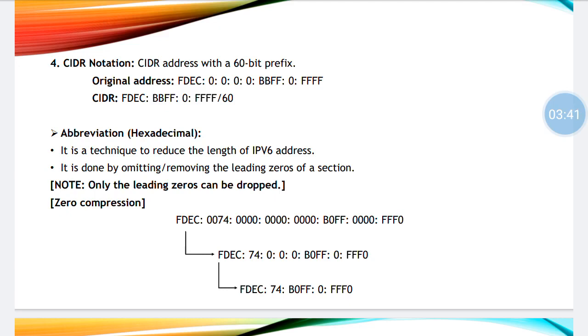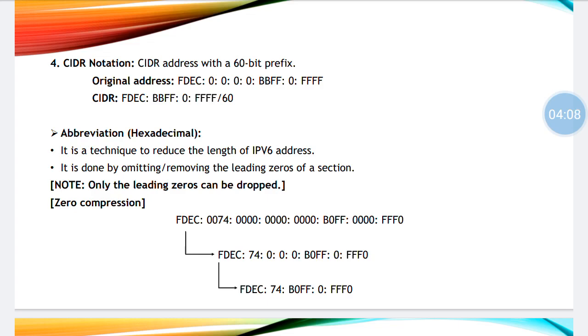So zero compression, in the given example we have FDEC 0074 0000 B0FF 0000 FFF0. So in the second last row, if you could see, 0074 has become 74, 0000 has become a single zero, B0FF, and finally 0000 has again become 0 and FFF0.